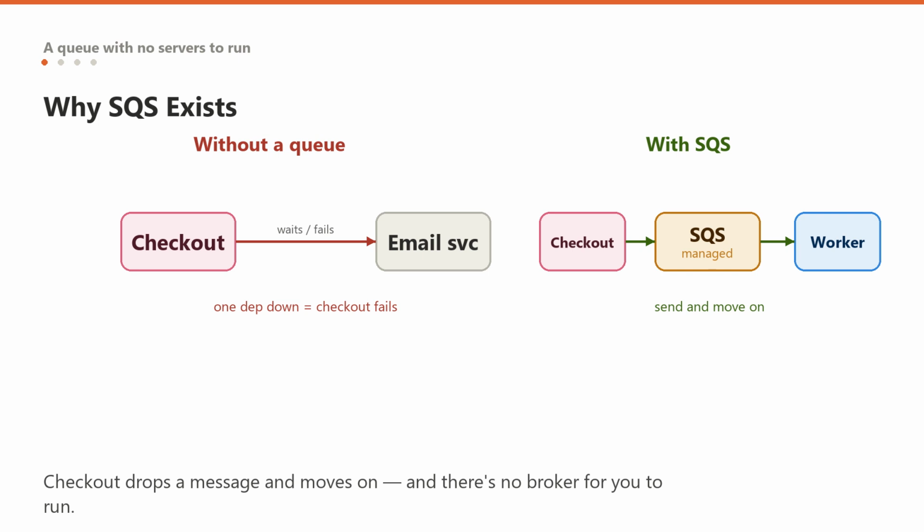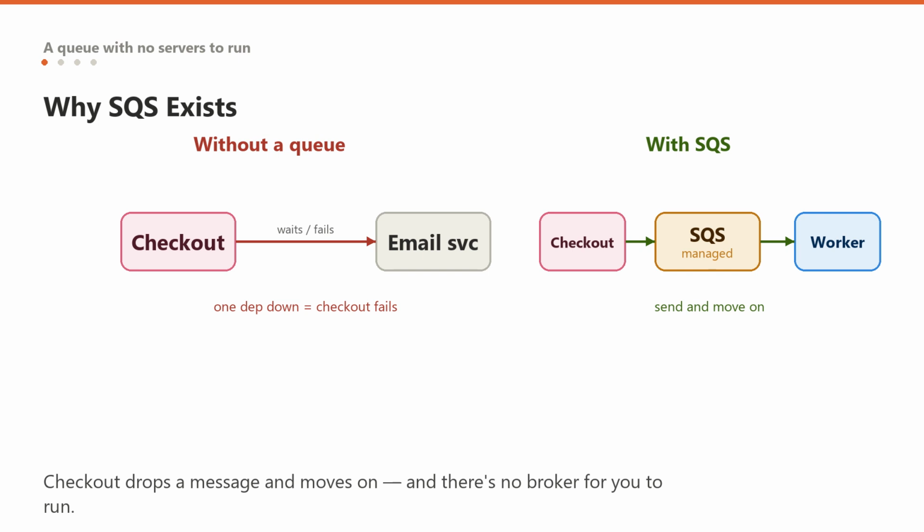Let's start with why SQS exists. Imagine your checkout service needs to send an email, update analytics, and notify a warehouse. If it calls each of those directly and one is down, checkout fails or hangs. That's tight coupling. A queue fixes it. Checkout drops a message into SQS and moves on. A worker picks it up later.